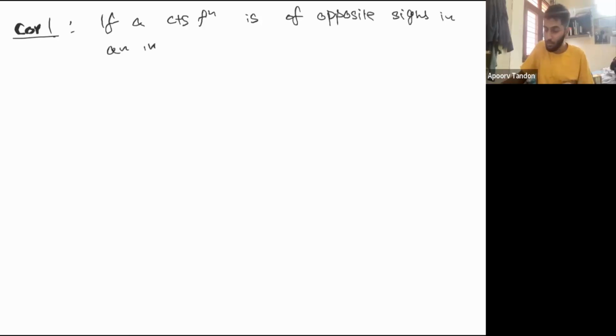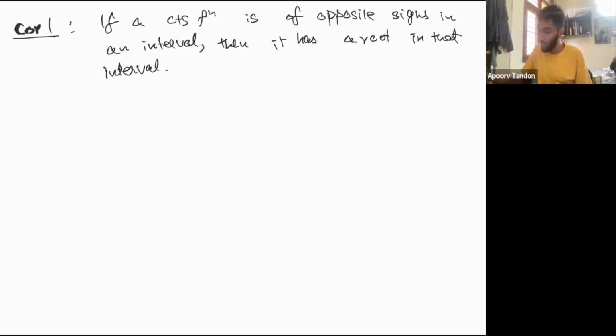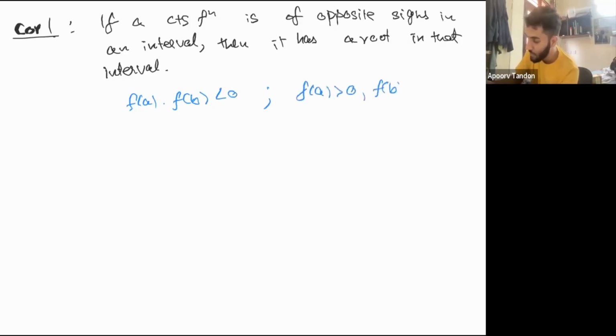जो हम कॉरोलरीज के फॉर्म में देखेंगे। सो पहला कंक्लूजन, if a continuous function is of opposite signs in an interval, then it has a root in that interval. मैथमेटिकली ये क्या कह रहा है कि मान लीजिए हमारे पास दो पॉइंट्स हैं a और b, such that f of a into f of b is less than 0. Without loss of generality, let us consider f of a to be positive and f of b to be negative.